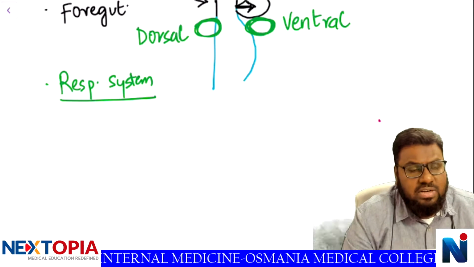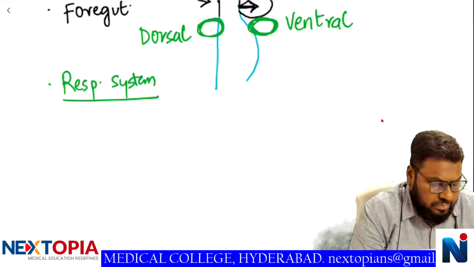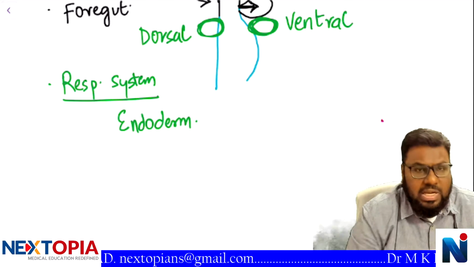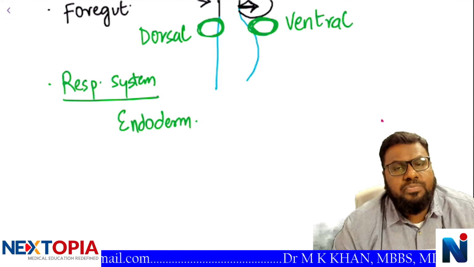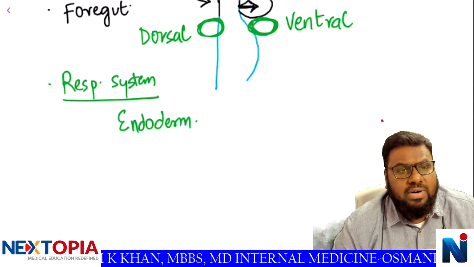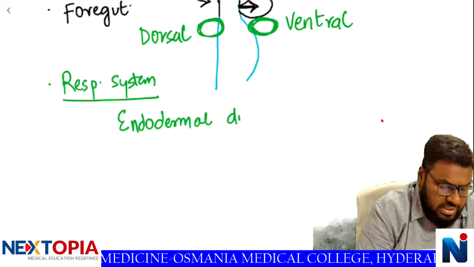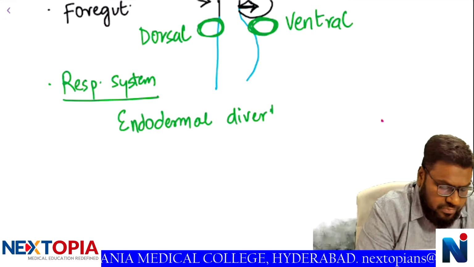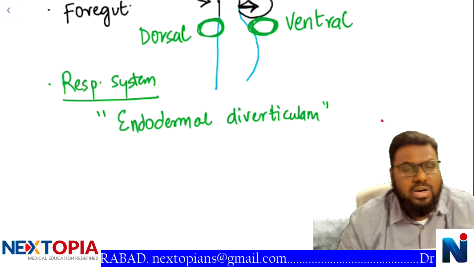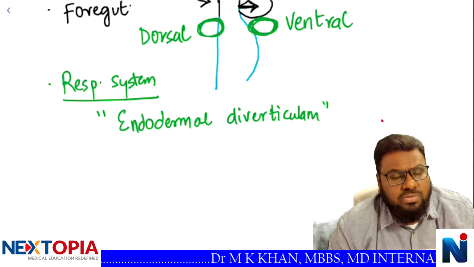The respiratory system will be forming from the endodermal derivative of the foregut. The caudal end of the foregut, a small diverticulum called the endodermal diverticulum, is giving rise to the respiratory system. So this respiratory system is formed by the endodermal diverticulum, which is derived from the foregut.